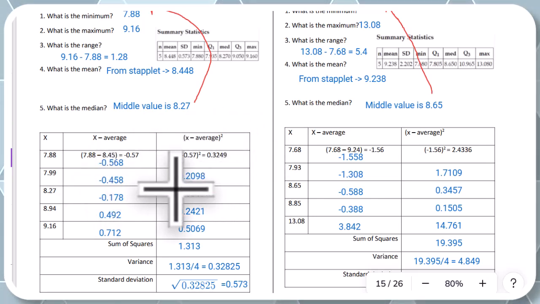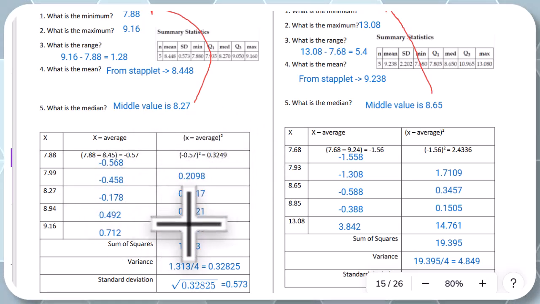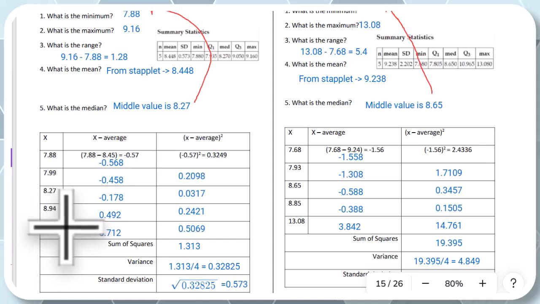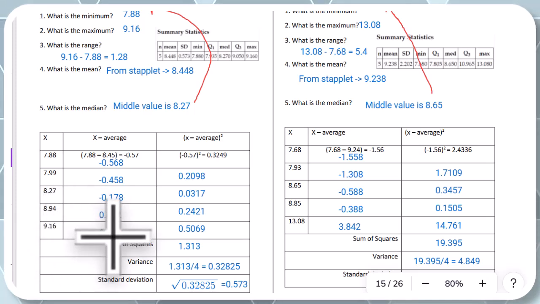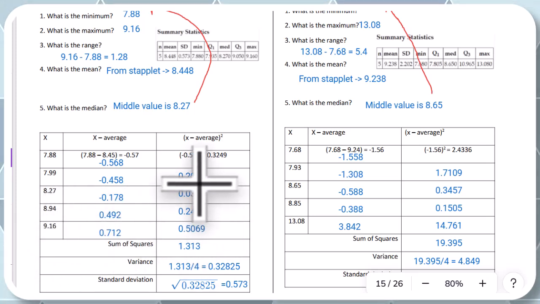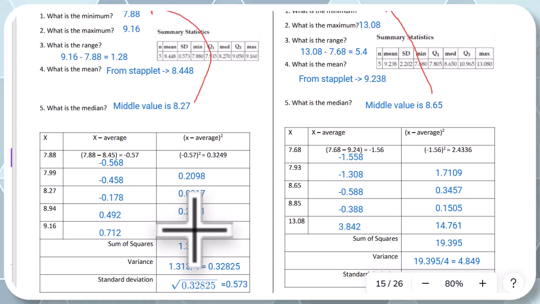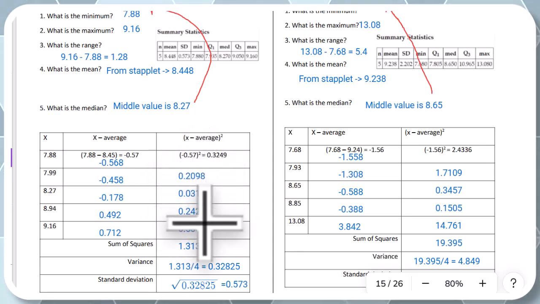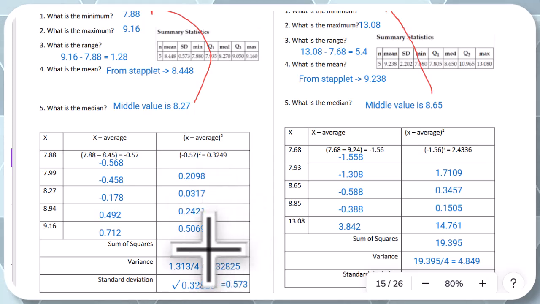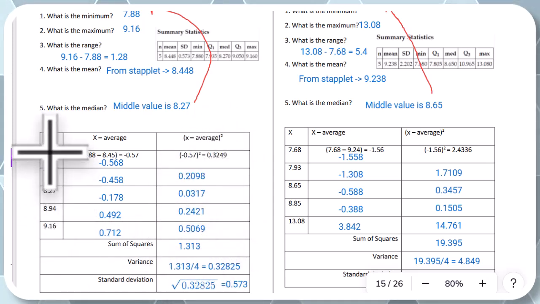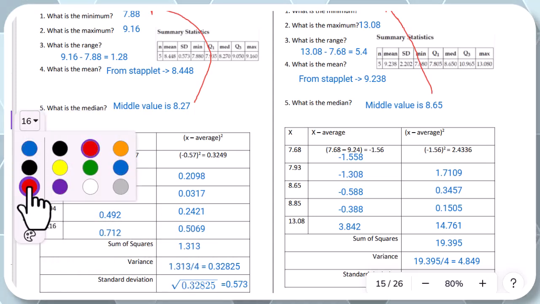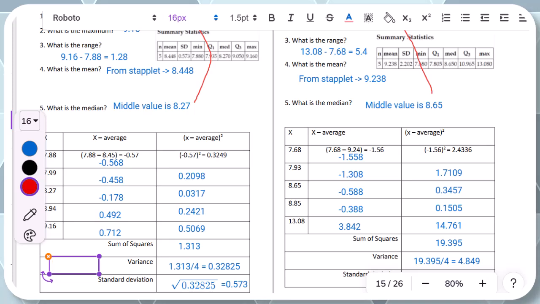Square it, and I did the same thing for all of these. So 9.16 minus 8.45 is that. Square it, and you get that. Make sure all your squares are positive. When you square any real number, it should be positive. All right. Then you take the sum of your squares by adding these numbers up. Divide by how many data points there are, minus 1. So let me make a little note here. Divide by n minus 1.